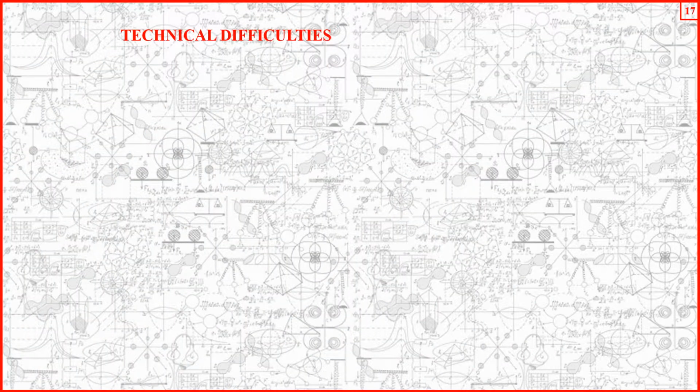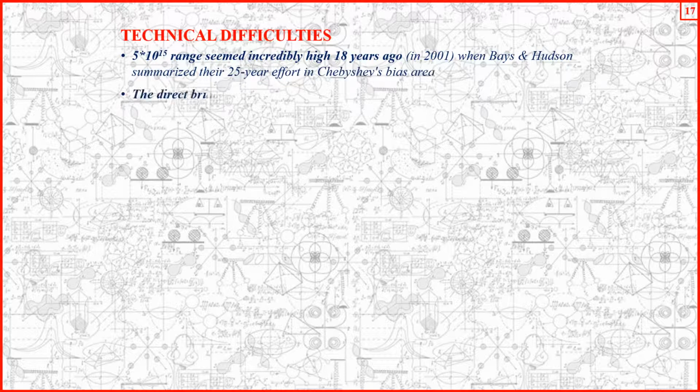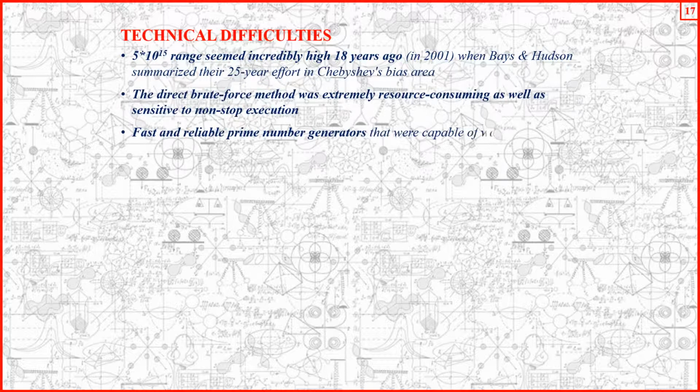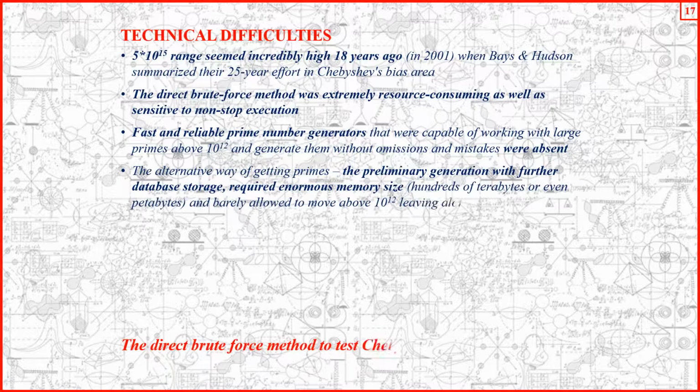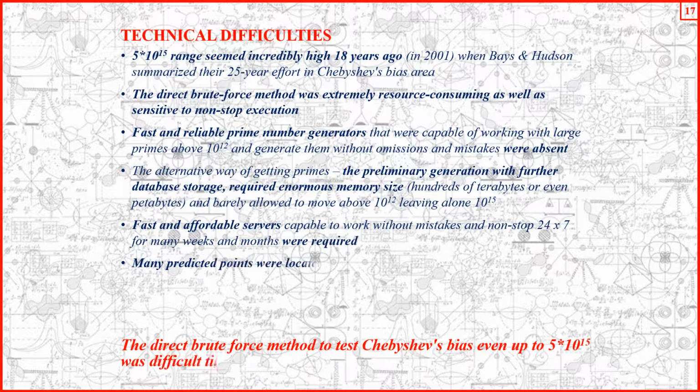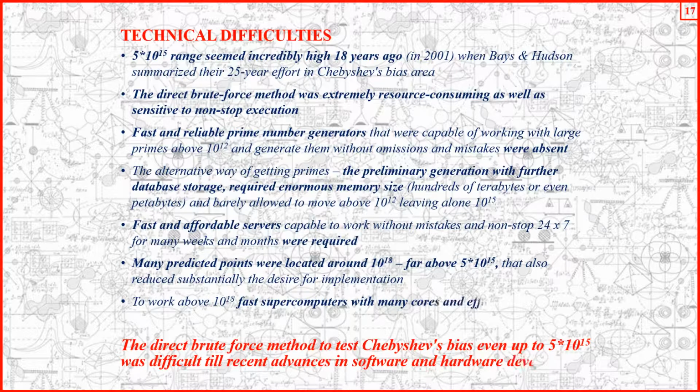Bays and Hudson had stopped at 10 to the power of 12 line, because higher range was beyond the technical capabilities of that time. They did not have fast and reliable prime number generators, the databases they used demanded too much disk space, and there were no affordable servers available to work non-stop weeks and months. Only recent advances in software and hardware development made 5 times 10 to the power of 15 range possible.